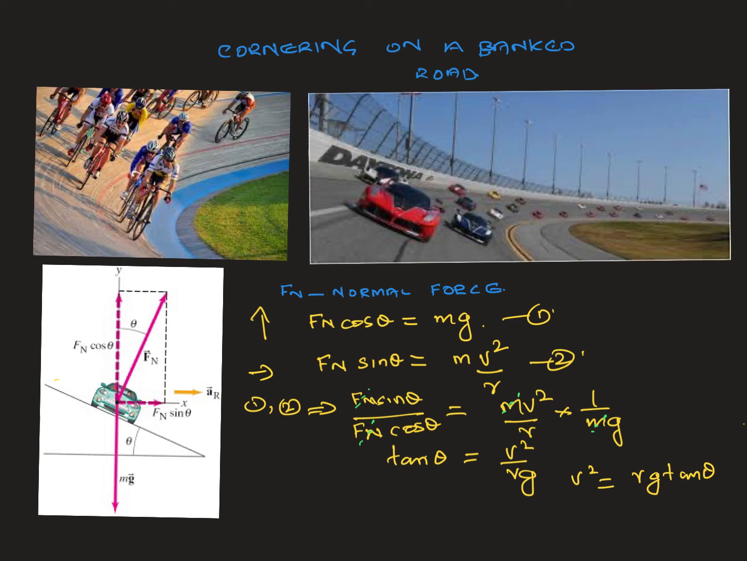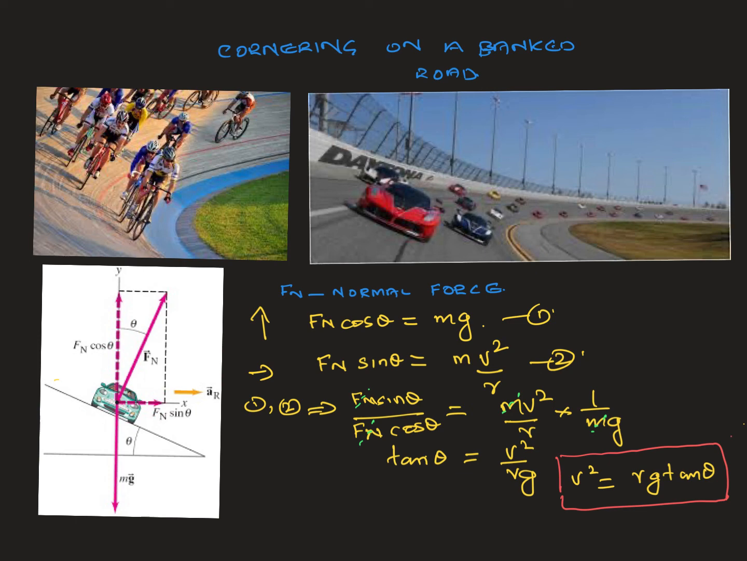So that's the equation that relates the speed, the radius and the angle. So the angle and the radius of the circle are what mainly decide the maximum speed at which you can travel on the roads.